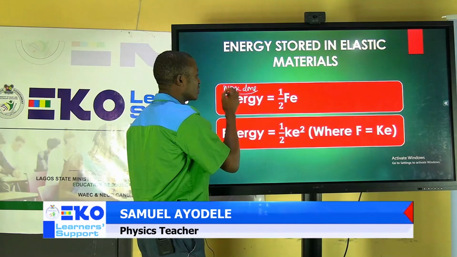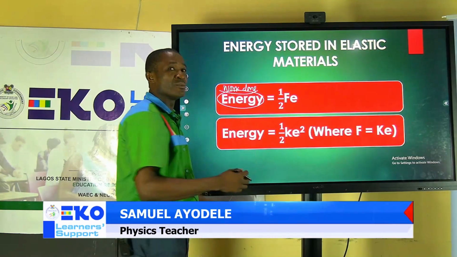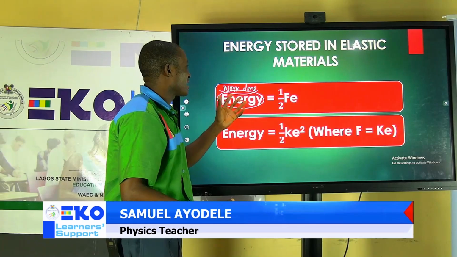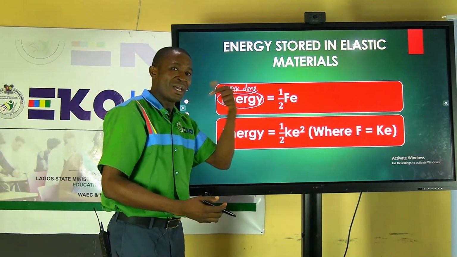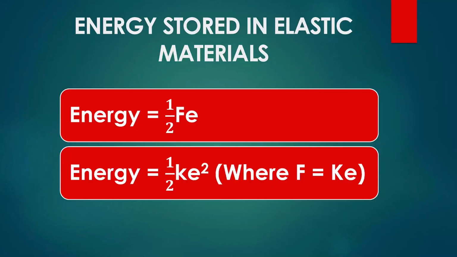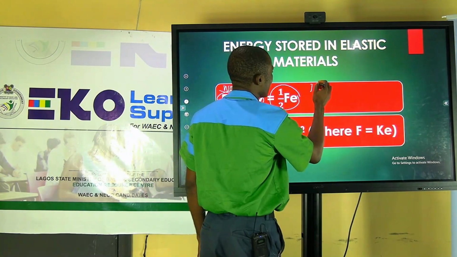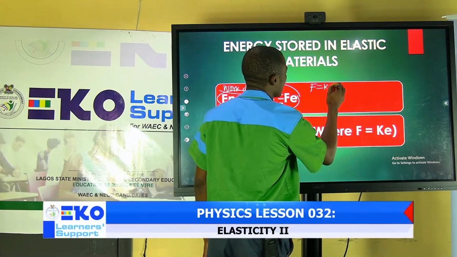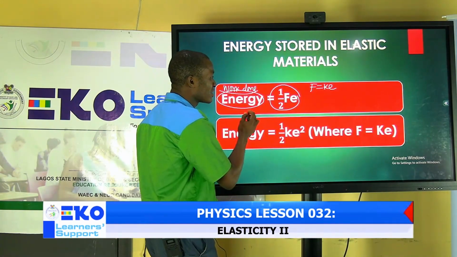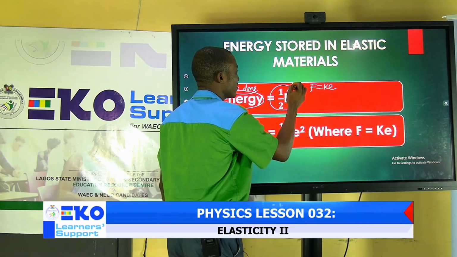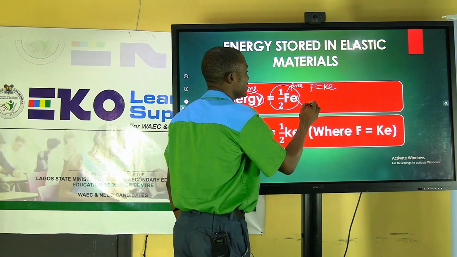Remember that work done and energy have the same unit. So, if the question is asked as work done or energy, you can use this formula, it will follow suit. From what we have learned, F equals KE. The energy stored is half of FE, where F is the force and E is the extension.